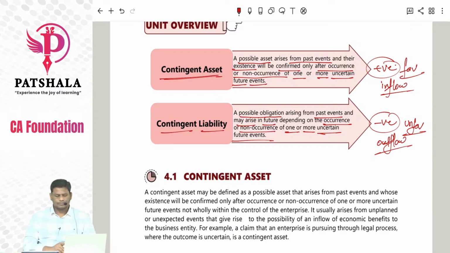However, there are some other items known as contingent assets and liabilities, which should also be taken into account while preparing books of accounts.